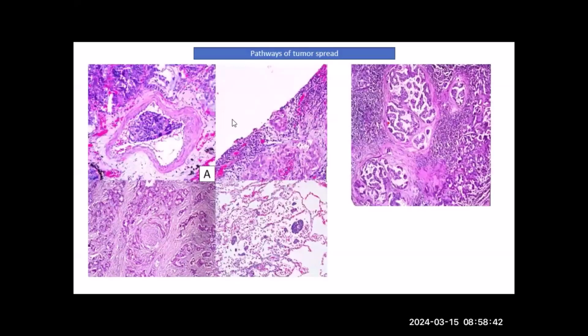So these are some of the pathways of tumor spread. We can see tumor inside the vessel. This is a vascular invasion of the tumor. Then here we can see a nerve, and the tumor is invading this nerve.